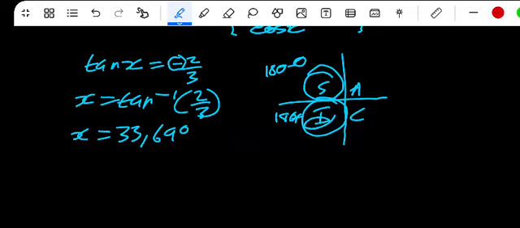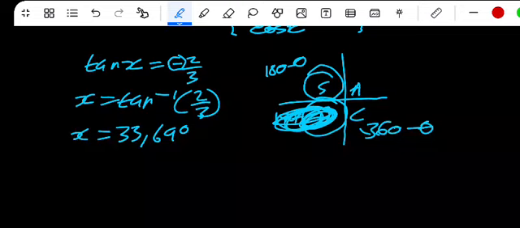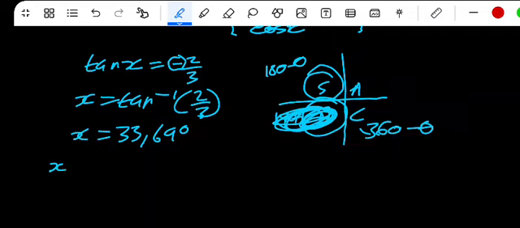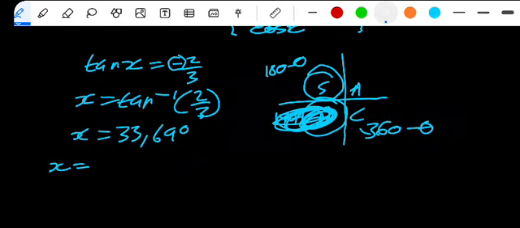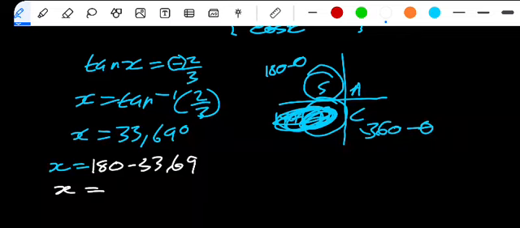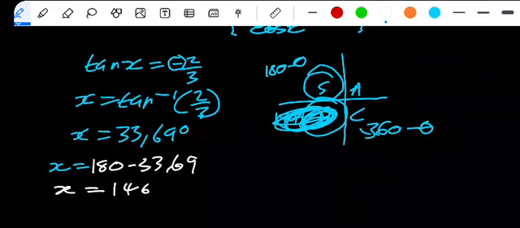Oh, here is positive. Sorry, there is positive, and it is negative here, where we know this is 360 minus theta. All right, so we know second quadrant. On our second quadrant, x will simply equal what? It will be 180 minus that angle, so we'll have 180 minus 3.69. What will be x for this quadrant? We'll have 146.31 degrees.